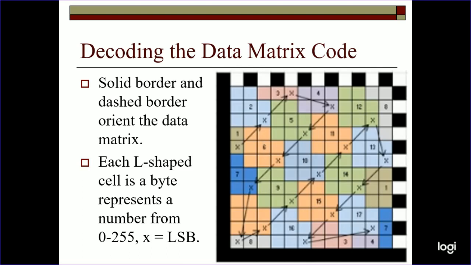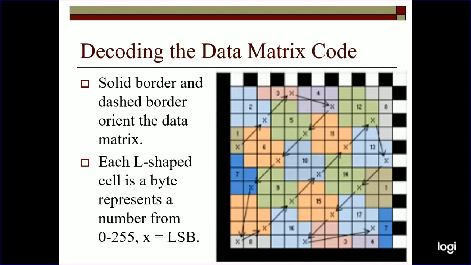Each L-shaped cell is a byte that represents a number from 0 to 255. Where have we seen that number, 0 to 255? On PLCs, on address. Yeah, but specifically on anything that's 8 bits, which is a byte, right? 2 to the 8 gives me 256 characters, but my addressing would be from 0 to 255. The X, as you look at this, the X is going to represent our least significant bit.